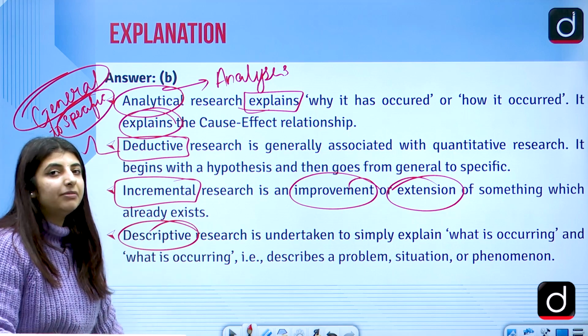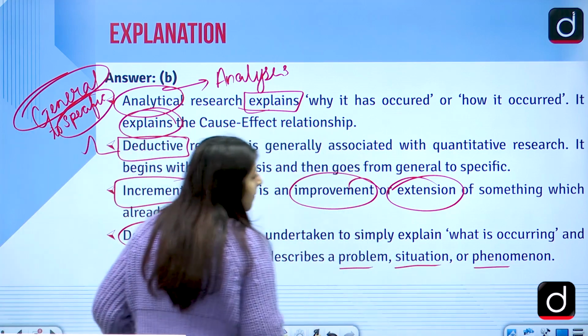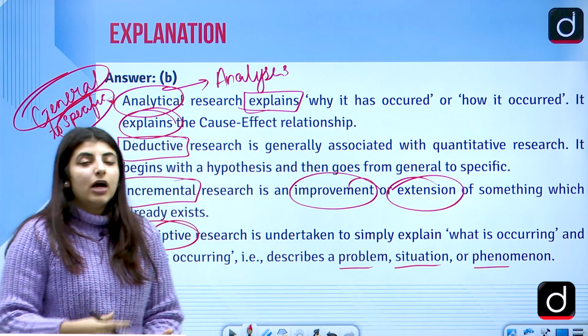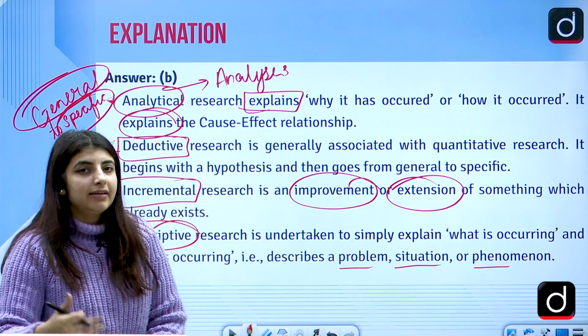Descriptive research, as we have in the last, is something which, as the name suggests, is going to describe certain things. Describe a problem, situation, phenomena about what is occurring, right? What is occurring is the main focus here by describing or explaining things, correct?